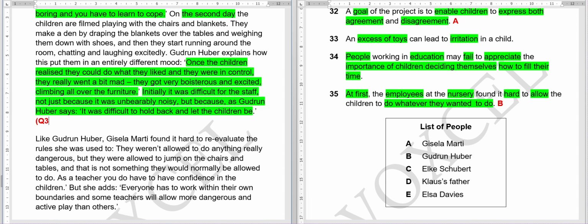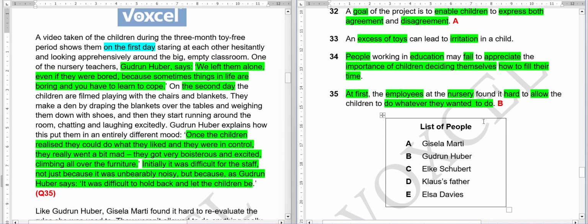This is question 35. I hope it is clear. So hard to allow children to do whatever they wanted to do. So it was difficult to hold back and let children be children. I hope it is clear. Moving on to the blanks.